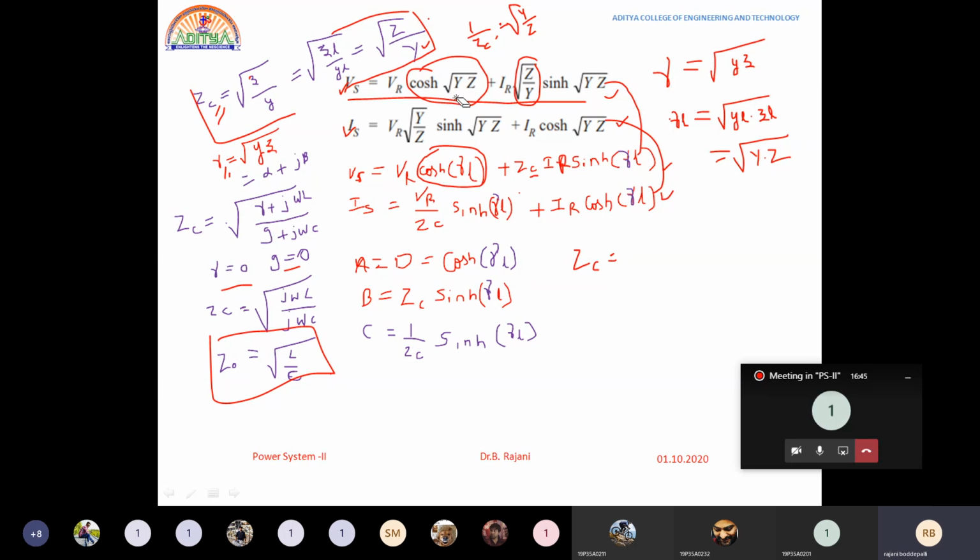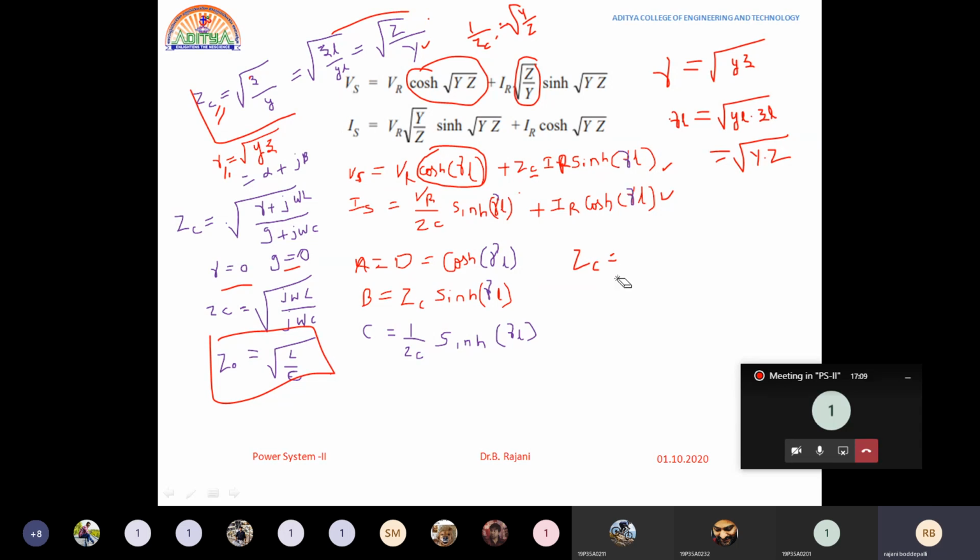Gamma L can be represented as root YZ. These two formulas are known formulas for us. Change the content into the known formulas and find the equation, so that it will be easy for you to understand and you can do the problem easily.